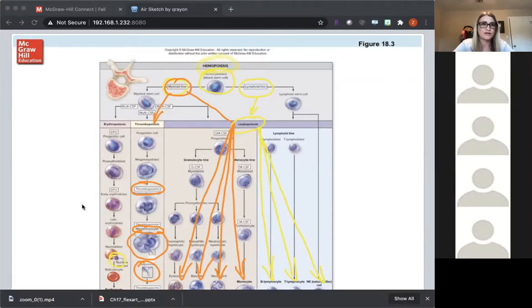So that's that. The erythrocytes have a lifespan of about 120 days or so, and they are going to be degraded by macrophages, mostly in the spleen and in the liver.